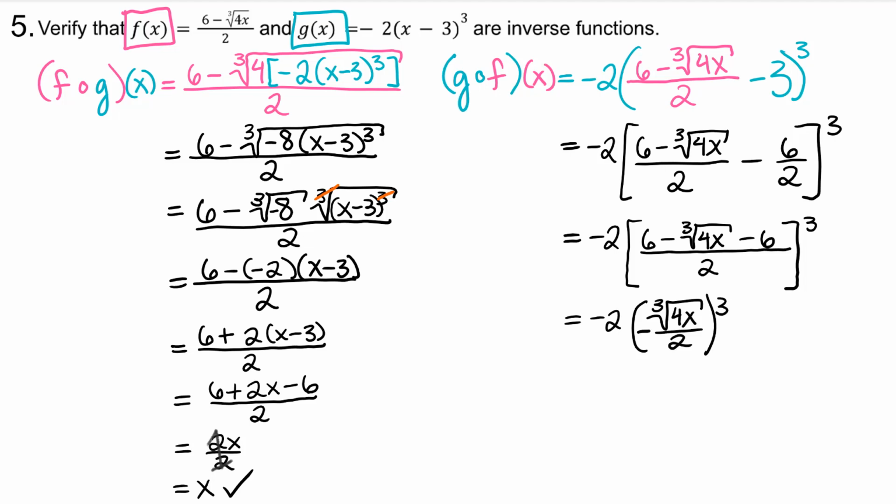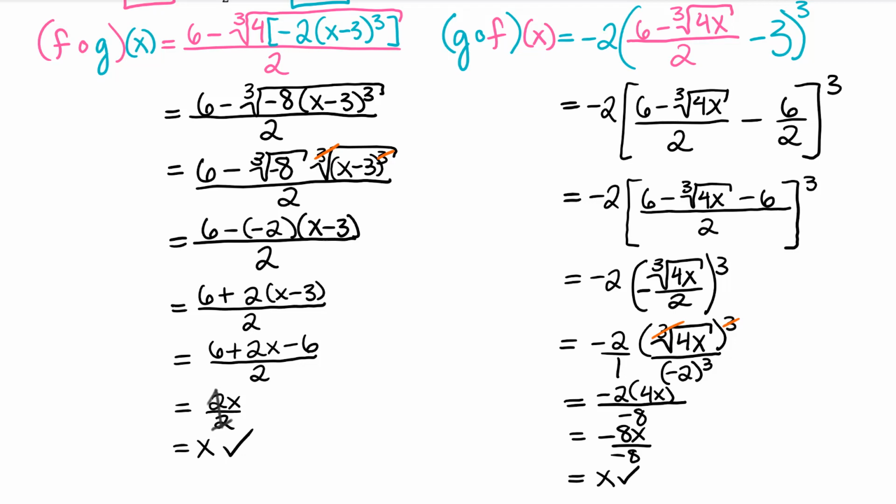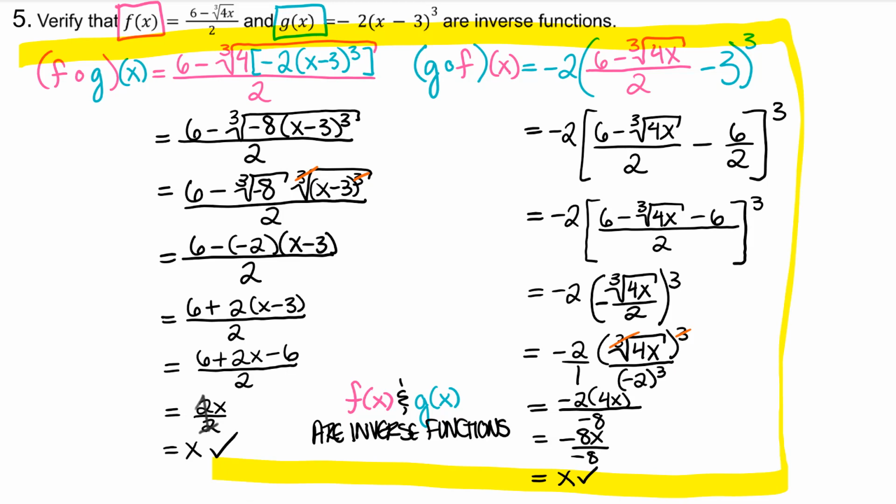Now that this ratio no longer has addition or subtraction in it, you can apply this exponent of 3 to the numerator and the denominator. You cannot, however, reduce these 2s, because remember, this 2 in the denominator is still to the power of 3. Continue to simplify. And the composition of g with f is also equal to x. Now we have shown the algebraic proof for verifying that f and g are inverse functions. And every step of your work is part of your answer, so do not skip steps, show everything completely.